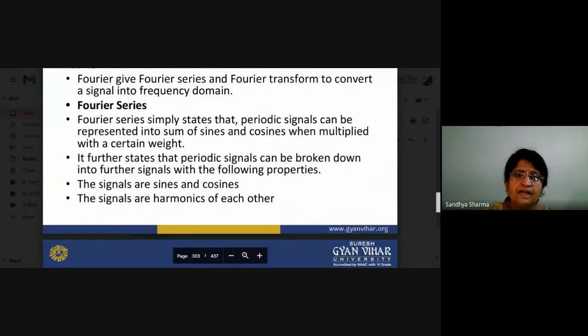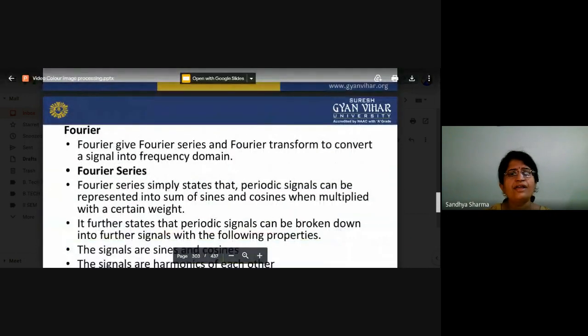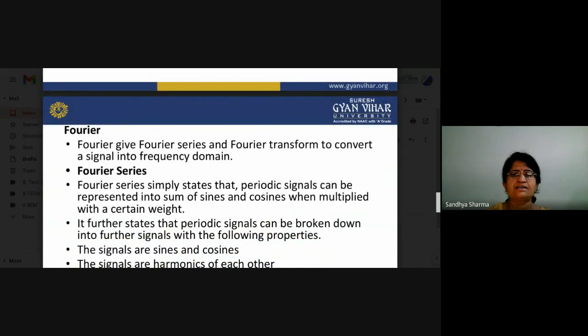So a little bit we have to see here: Fourier. Fourier gives the Fourier series and Fourier transform to convert a signal into the frequency domain. So now we will again revise the Fourier series a little bit.